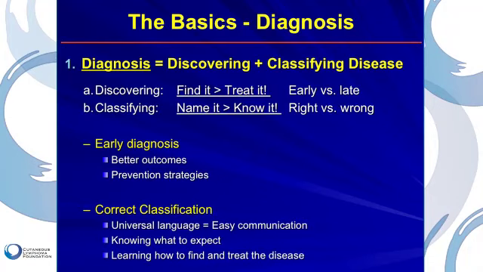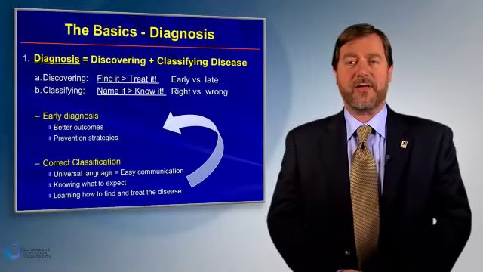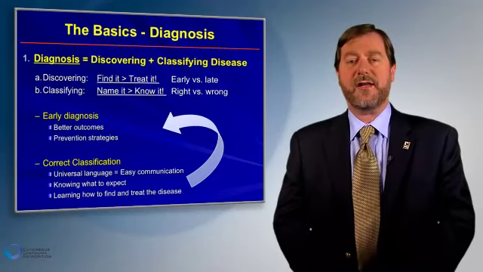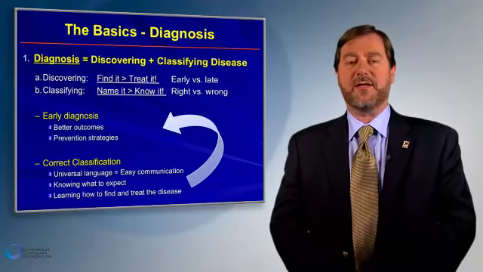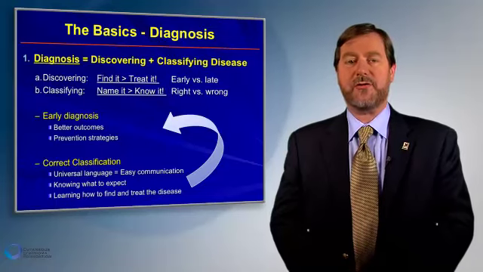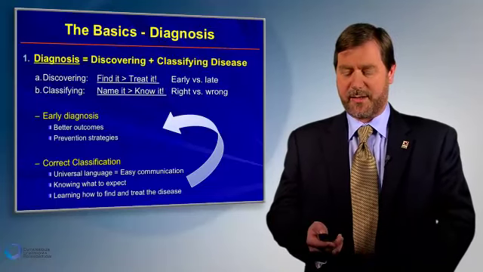The correct classification essentially offers the possibility of universal language and communication among providers, knowing what to expect from the disease, learning how to find and treat it. This loops back to early diagnosis because once you have an idea of how the disease behaves and how to recognize it, then you can go back and make a diagnosis early.